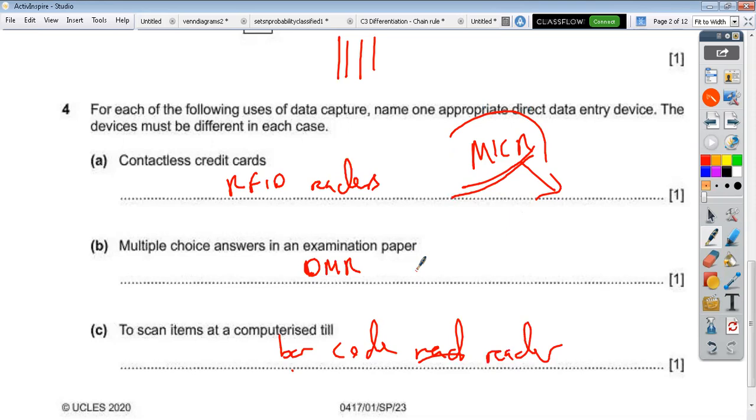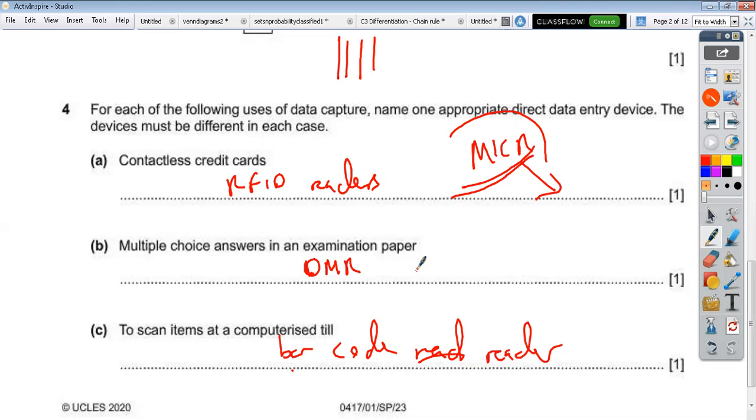MICR, what is that? What does that stand for? And where is it used? No, you have never heard about it. MICR? Isn't it like magnetic ink something? So in an exam, you're going to say magnetic ink something.